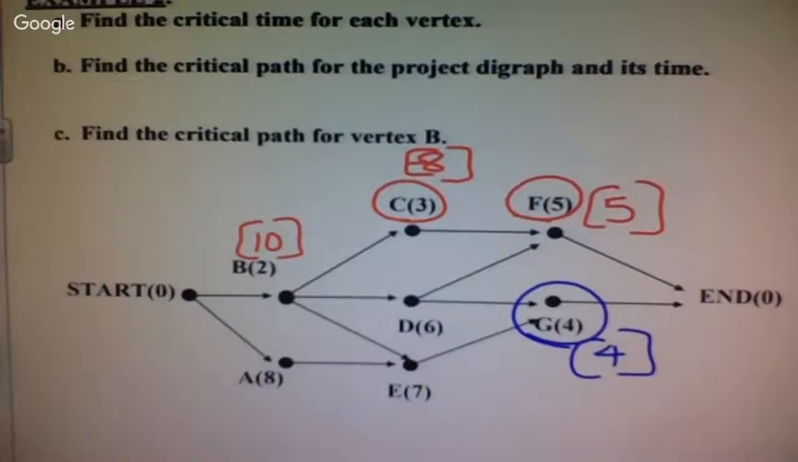Will it be 12? So there are 2 different ways I can go from D to the end. I want the biggest number going from D to the end. So D to F to the end, which would make this actually 11. Okay, if I took D to G to the end, that's only 10. But if I go from D to F to the end, that takes me 11. Critical time is the biggest. So I want the biggest number. Okay? So let's bump to E.